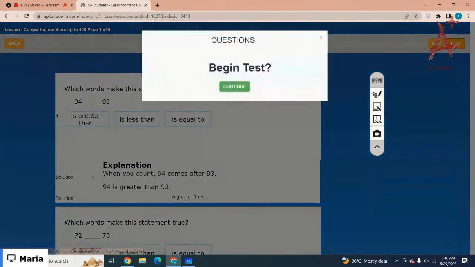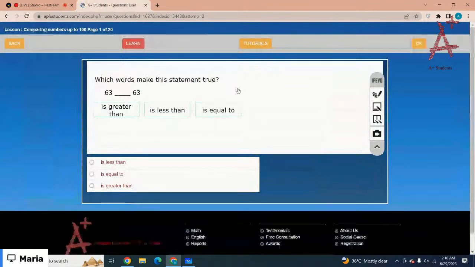So the lesson we just did, we are comparing two numbers until 10. Now we are going to compare the numbers until 100. Got it? So basically they are exactly same. You have to compare the same way you are doing in the other lesson.